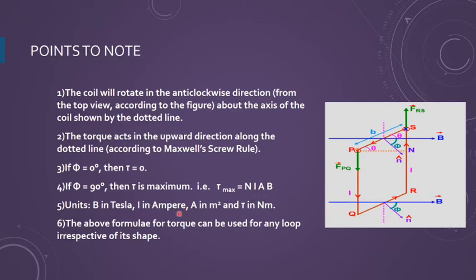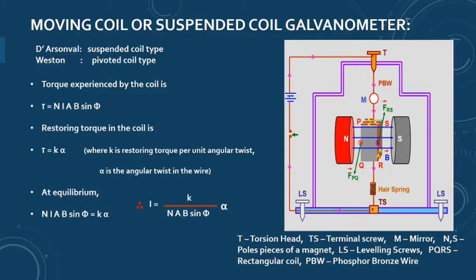And the unit of magnetic field is already known to you, it is Tesla. And torque is always measured in Newton meter, from its basic formula, because torque is force into the perpendicular distance. So these are the points you should keep in mind for further use, because this same thing applies in the moving coil galvanometer.